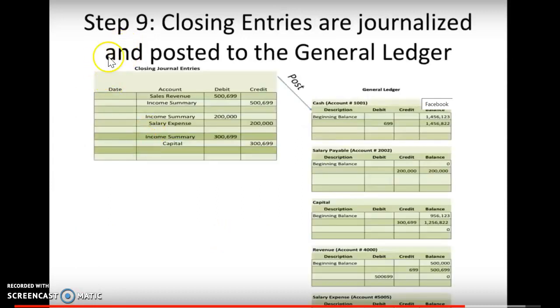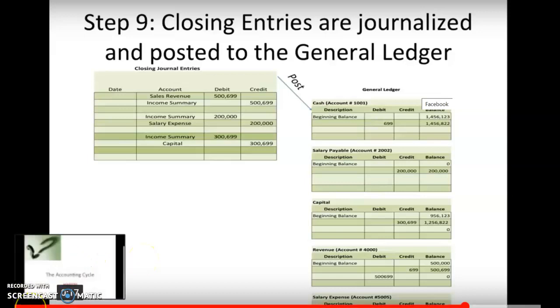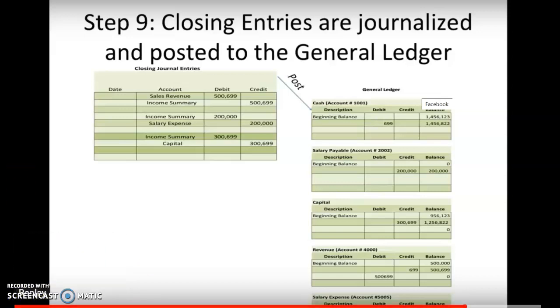Alright, at this point we're basically finished with the financial statements and we're ready to get our books ready for the next period. This is called closing entries are journalized and posted to the general ledger. This was covered at the beginning of, I believe, chapter 4. What we're going to do is close revenue to income summary, close expenses to income summary, and then close income summary to capital. And if we had any drawing, we would close it to capital as well.